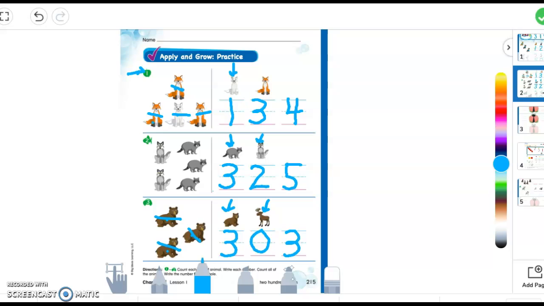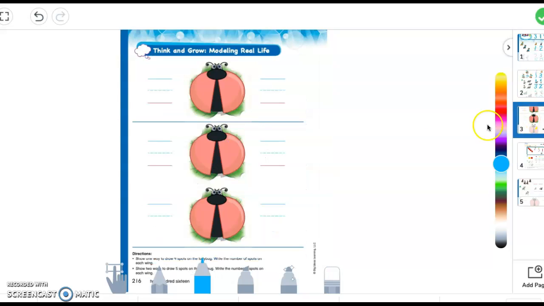Okay, now we're going to this page. It says show one way to draw 4 spots on the ladybug. Write the number of spots on each wing. So we need to show 4 spots on the first ladybug. So that must mean our whole is 4. Okay, so our whole is 4. How many spots could I put over here? And how many spots could I put over here to make a total of 4?